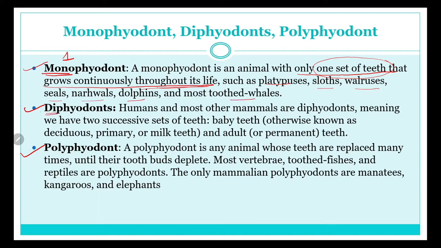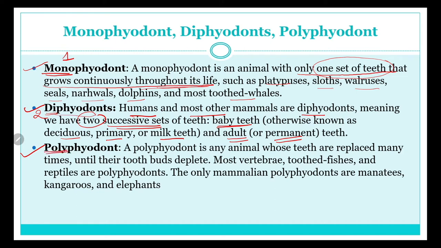Whereas di means two. So this means that two types of teeth occur in the life cycle. Humans and most other mammals are diphyodont, which means that we have two successive sets of teeth. So we know that first our baby teeth come, which are also known as deciduous, primary or milk teeth, and after that our adult teeth, or the permanent teeth or the secondary teeth, come. So there are two types of teeth, hence human teeth are diphyodont.